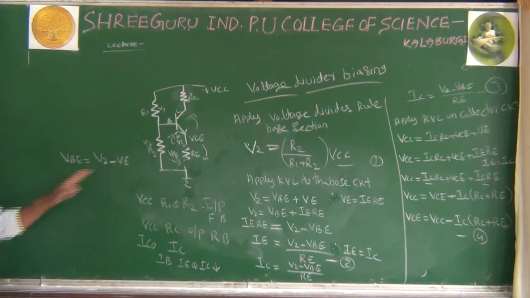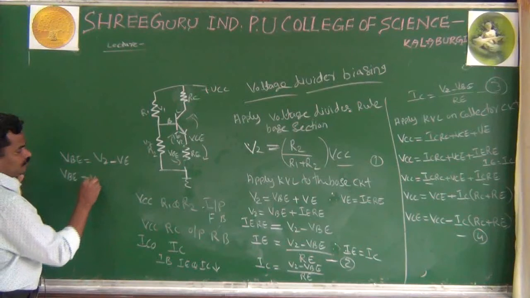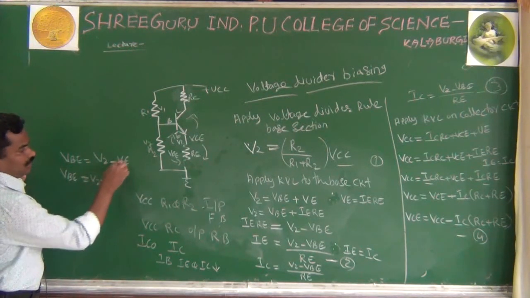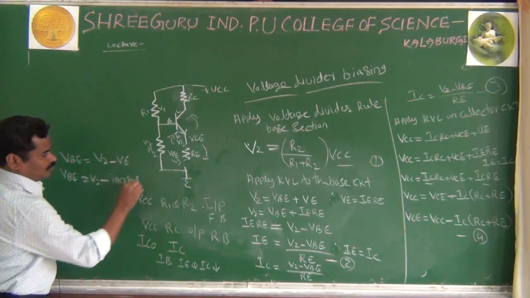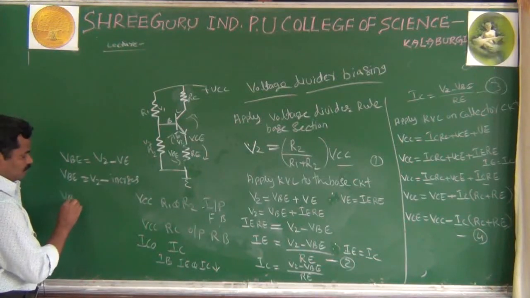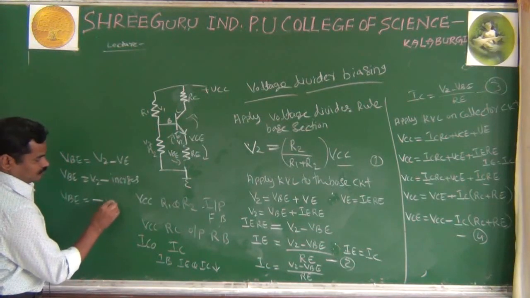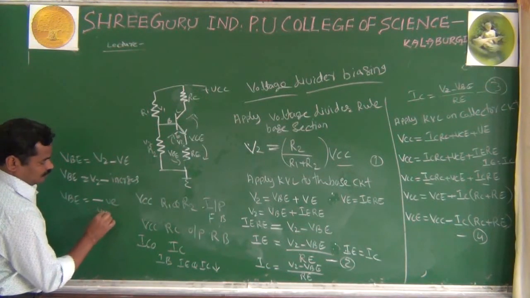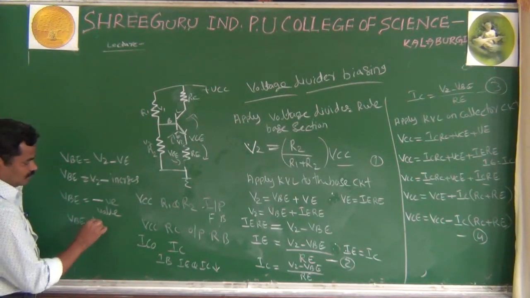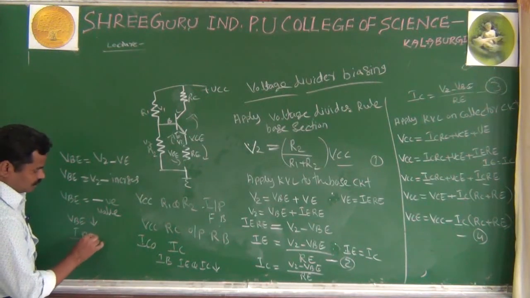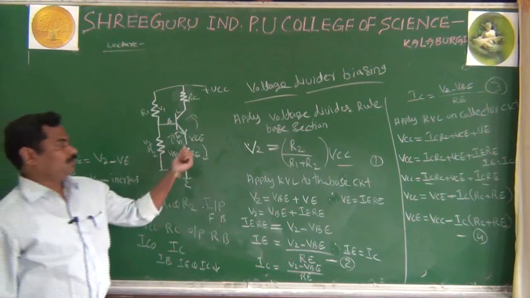And according to the equation, what do you get? VBE equals V2 minus VE. Here VE increases, so you get a negative value. It means the VBE decreases. That will decrease the IB, IB decreases, and IC also decreases. And this is the importance of your RE.